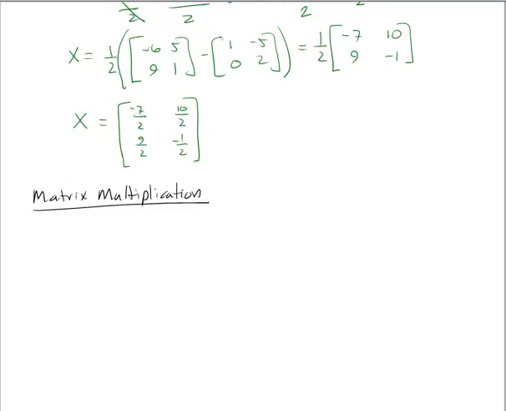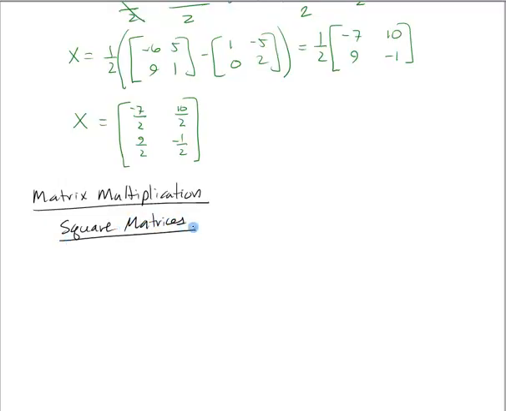So first of all, let's work with a simple 2 by 2 matrix when we're talking about matrix multiplication, and then we will increase that to a little bit more complicated non-square situation. So let's start with square matrices first.